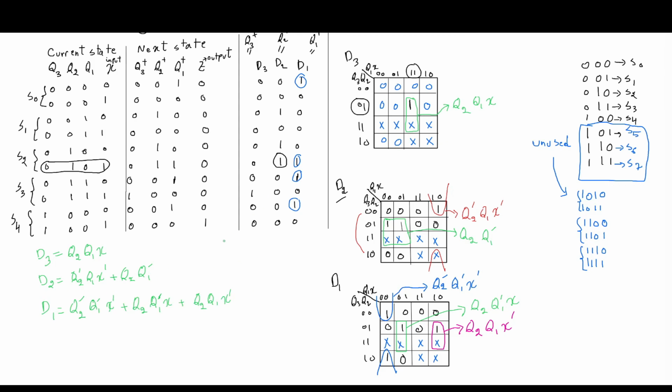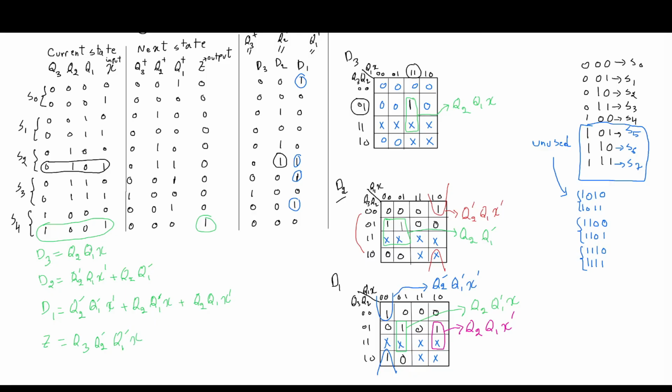We're going to need one more Boolean expression for the output. This is the output. It's 1 in this location. This corresponds to this group here. So let's write the Boolean expression for the output Z is equal to Q3 is 1. So this will be Q3. Q2 is 0 and Q1 is 0. So this will be Q2 prime, Q1 prime. And X is 1. So this will be X.